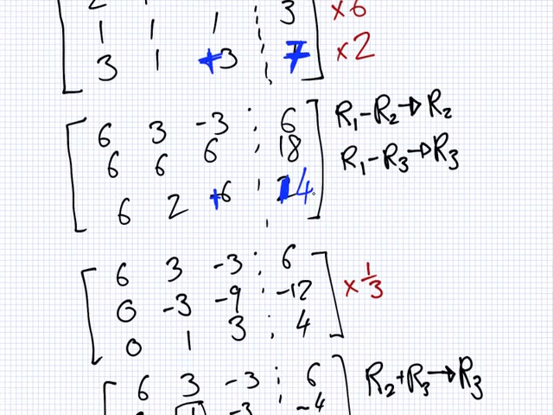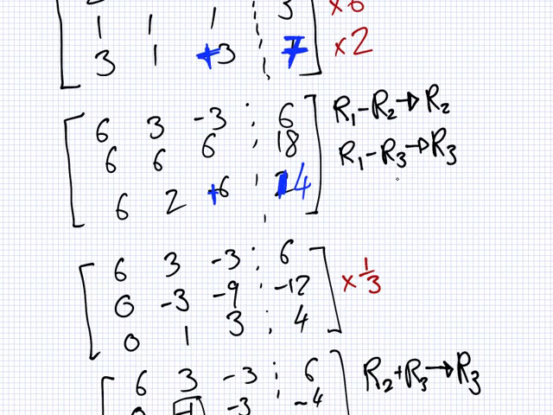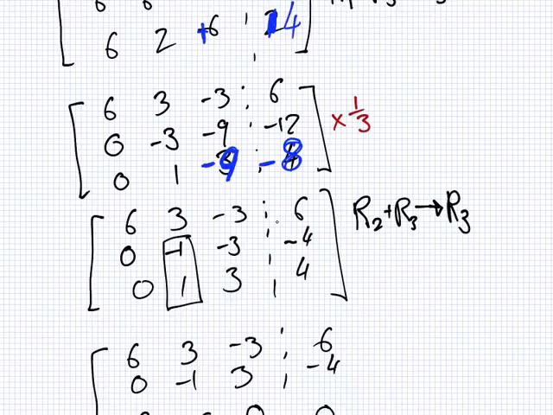And then what changes here? How did I use row 3 for the last one? Row 1 minus row 3. So minus 3 minus 6, so this should now be minus 9. Minus 18. And then 6 minus 14, isn't it? Minus 8. Minus 8 here. So I can just fix that here.